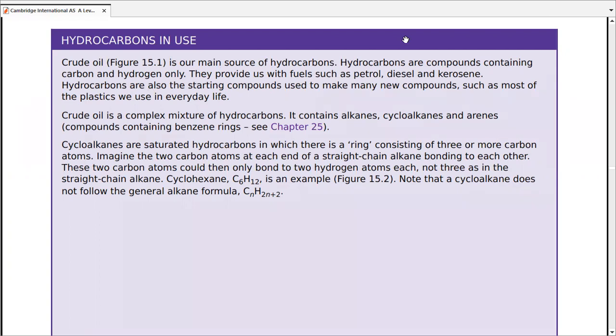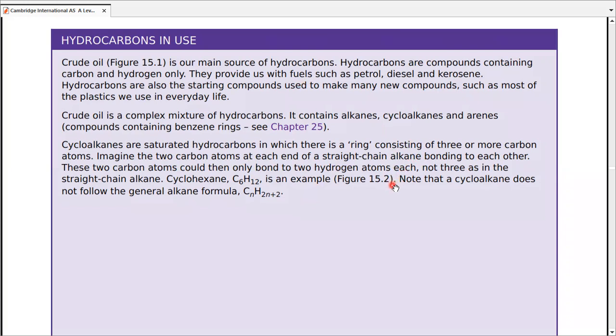Crude oil, which is composed of many hydrocarbons, is actually a mixture of alkanes, cycloalkanes, alkenes, and apart from that, arenes. Arene means compounds that contain a benzene ring, maybe one ring, maybe more, depending on what the compound is. Cycloalkanes are saturated hydrocarbons in which there is a ring consisting of three or more carbon atoms. Keep this in mind because we will discuss cycloalkanes from time to time in this book.